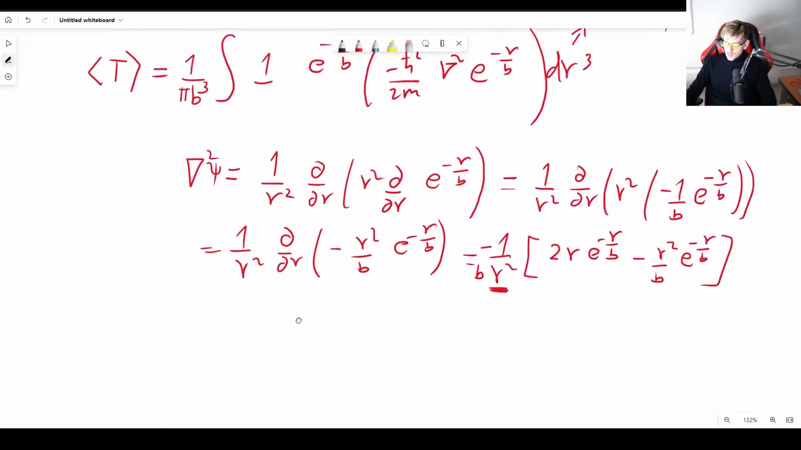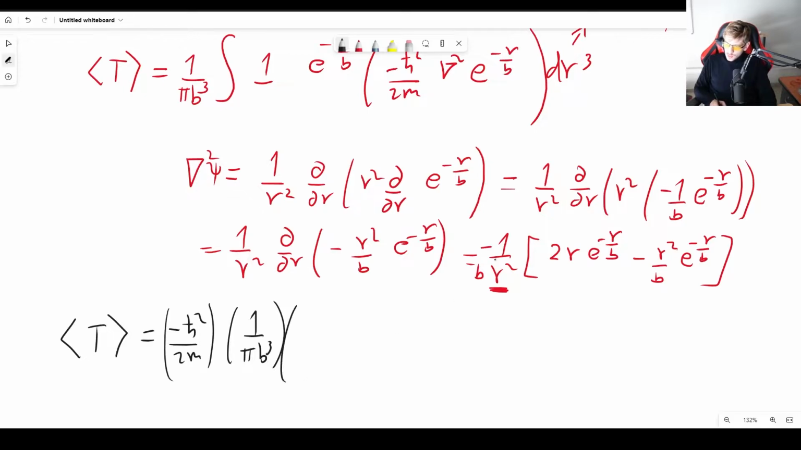So now let's rewrite our integral and put this in there. So we get 1. Actually, we can also take the other constants out. So this minus h bar squared over 2m, we can take it out. So minus h bar squared over 2m. We also have 1 over pi b cubed. And we also have this minus 1 over b.